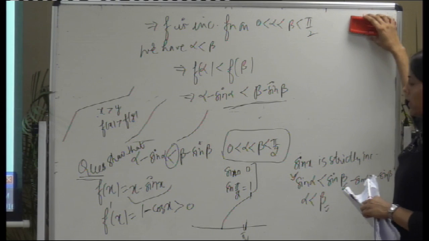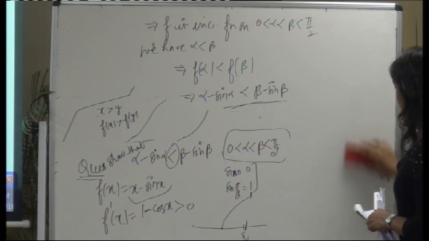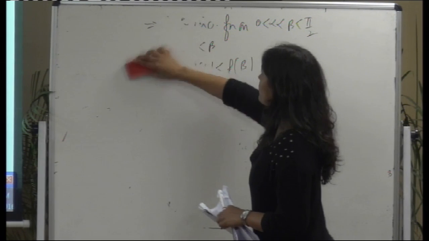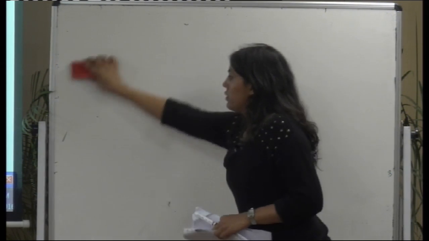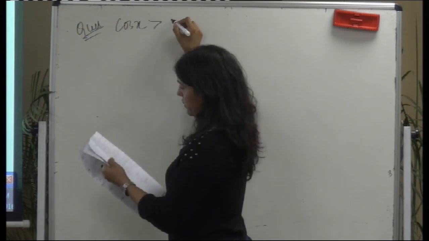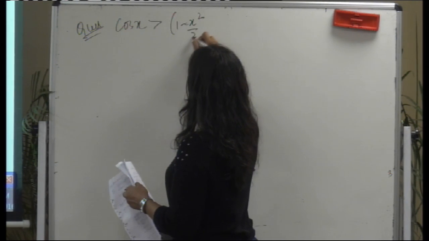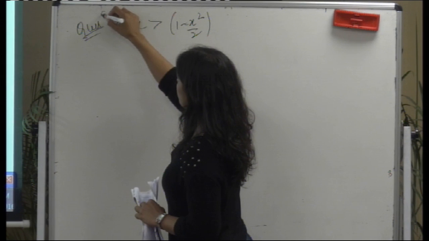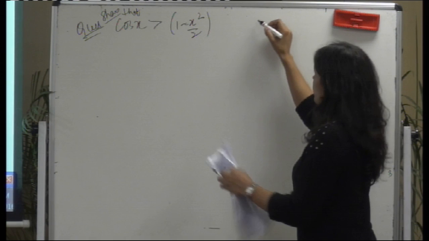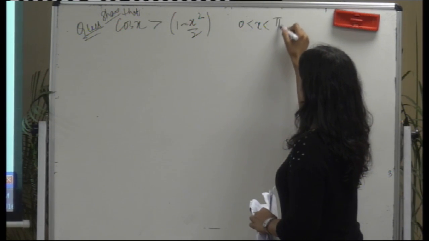Done? I can rub. Okay, now next question, write down. Cos x greater than, show it. This is also something you have to show. How will you show it now? And the interval is 0 less than x less than pi by 2.